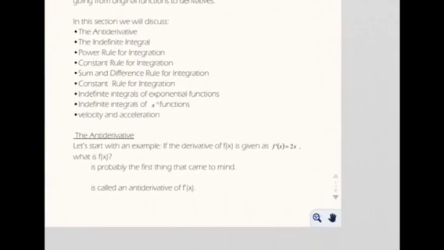So, let's start with an example. So we're starting down here. And I'm going to quiz you about this. If the derivative of f of x is given as f prime of x is equal to 2x, what function did it come from? What function has 2x as its derivative?